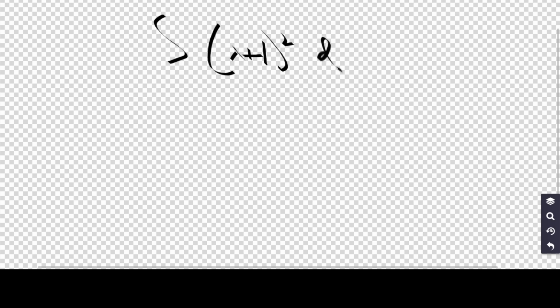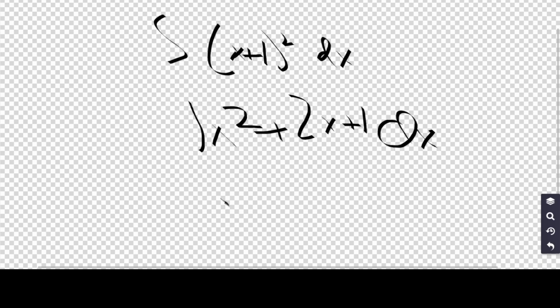If I was trying to do this simple indefinite integral, all I would do is just expand this out and then apply the reverse power rule. You can do that too. In this case it would be x squared plus 2x plus 1. And then that would be x cubed over 3, just applying the reverse power rule, plus x squared plus x.